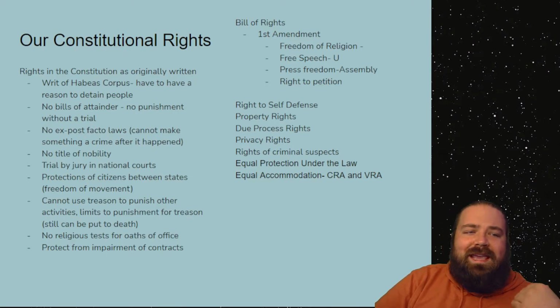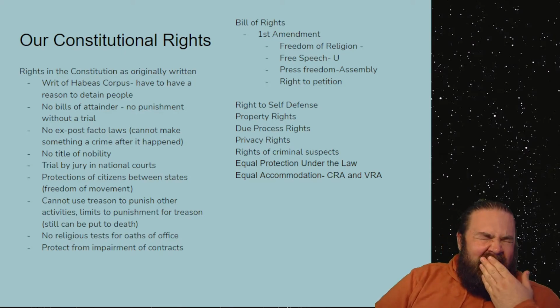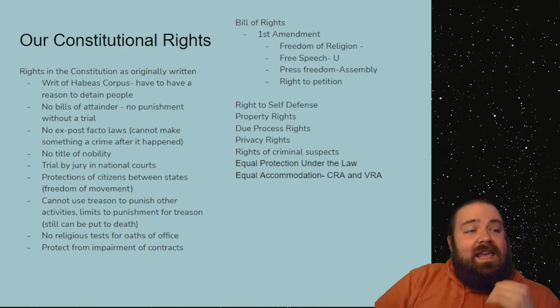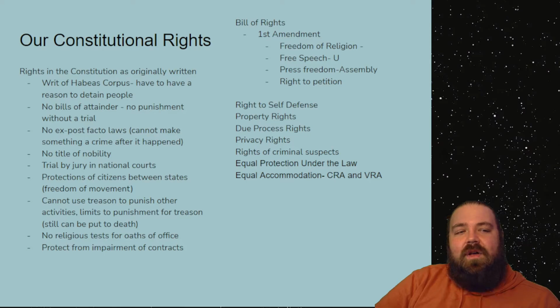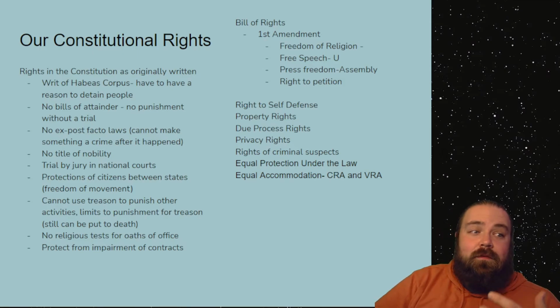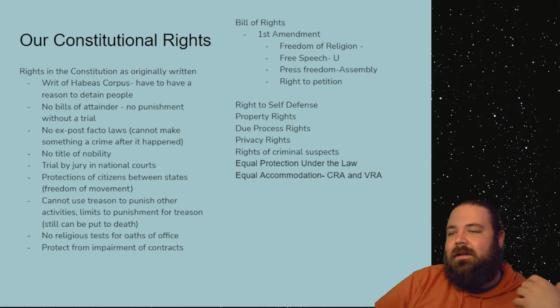On top of that, right? We can't have something called an ex post facto law, right? You can't make something a crime after it's already happened, right? In order for something to be a crime, there has to be a law against it before the activity happened. So you can't do something and then the government says, no, you can't do that. They have to have a law saying why you can't do that before you've committed the act in order for it to actually be a crime. Right? You can't create a law after the fact.